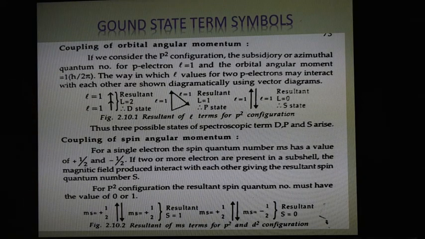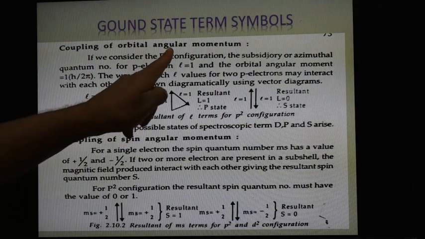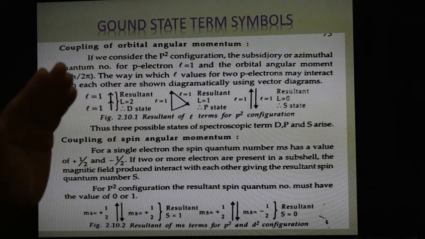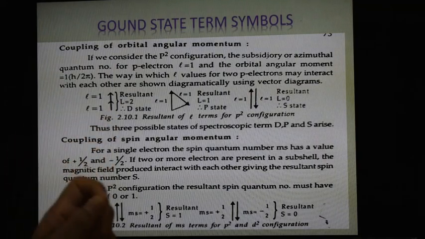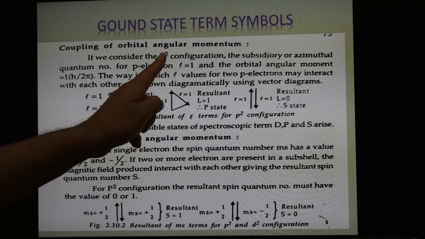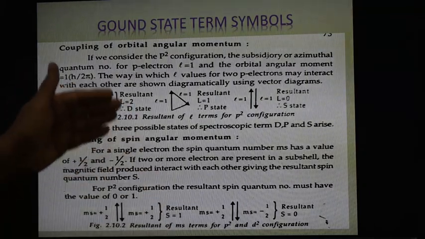This is one example of how the L-S coupling can be used. The example taken here is p2, which means the configuration of carbon. Carbon has atomic number 6, with 1s2, 2s2 and 2p2. The 2p has 2 electrons. So how do we get different values, as shown here in this slide.